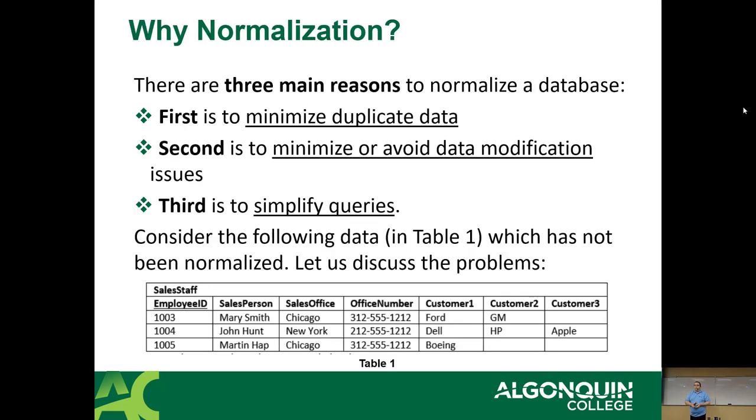All right. So why would you normalize? There's three reasons to normalize. The first one is actually one of the most important ones. It's to minimize duplicate data. You don't want to change things in more than one place.